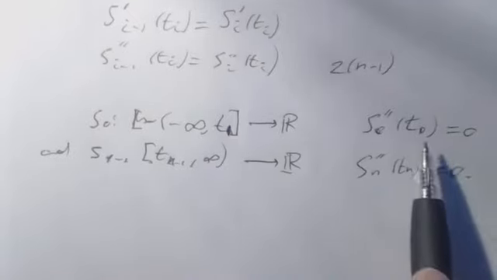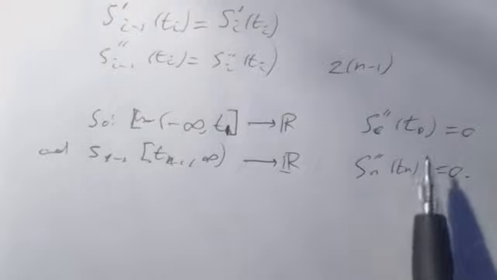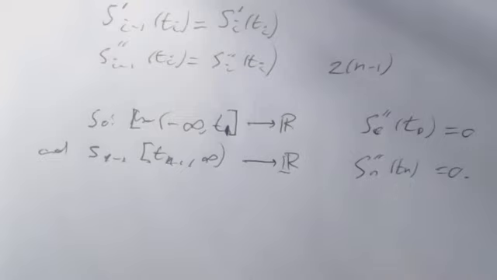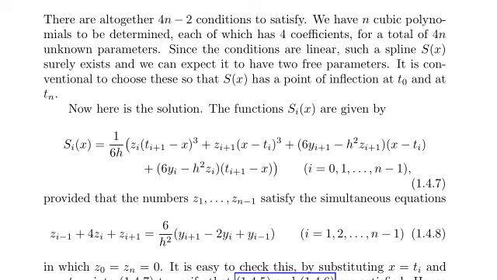So that is another two equations. So now we should have a unique solution if there is going to be one, as we'll have 4n equations and 4n variables to determine. So now here is the solution. The functions S_i are given by what we got here.